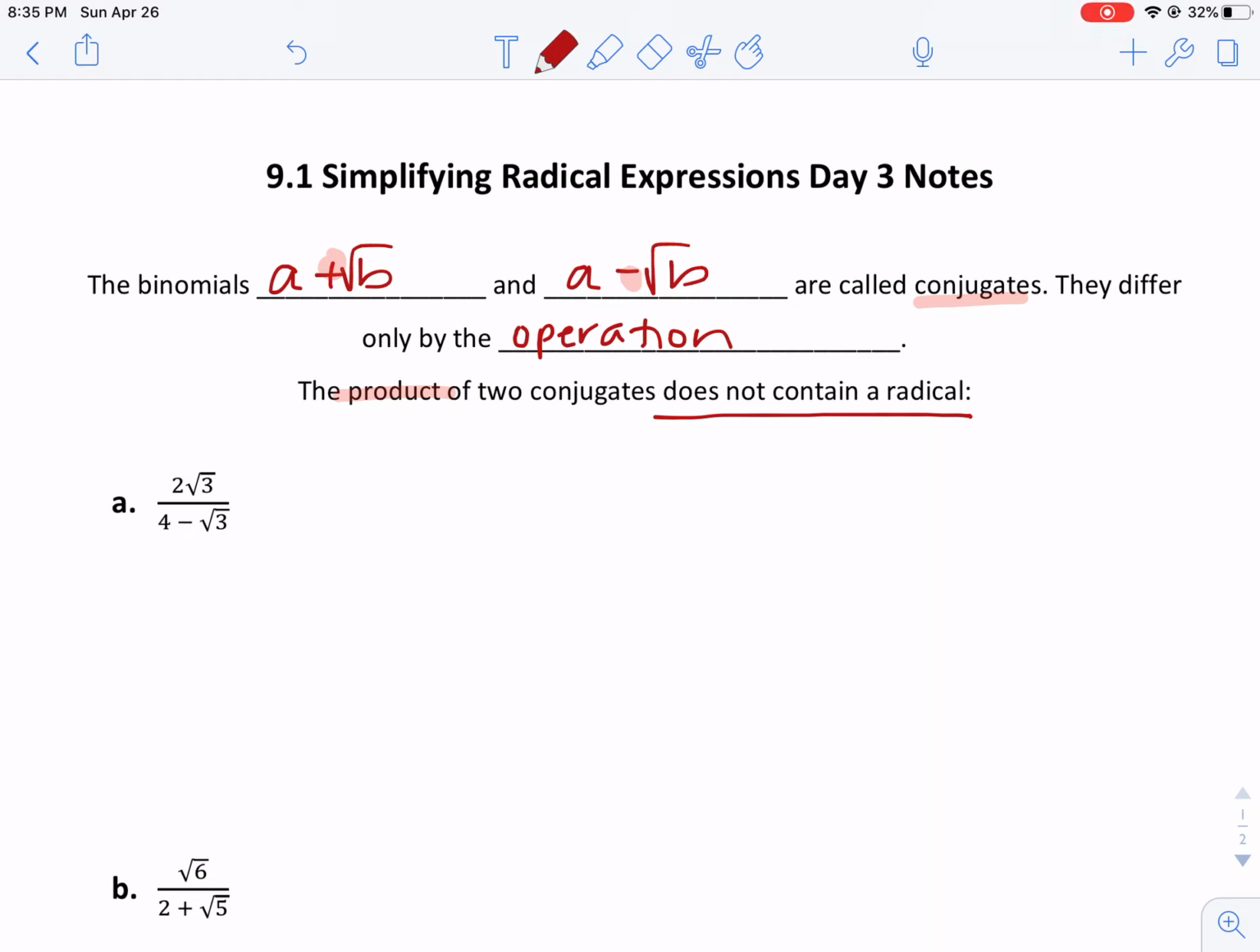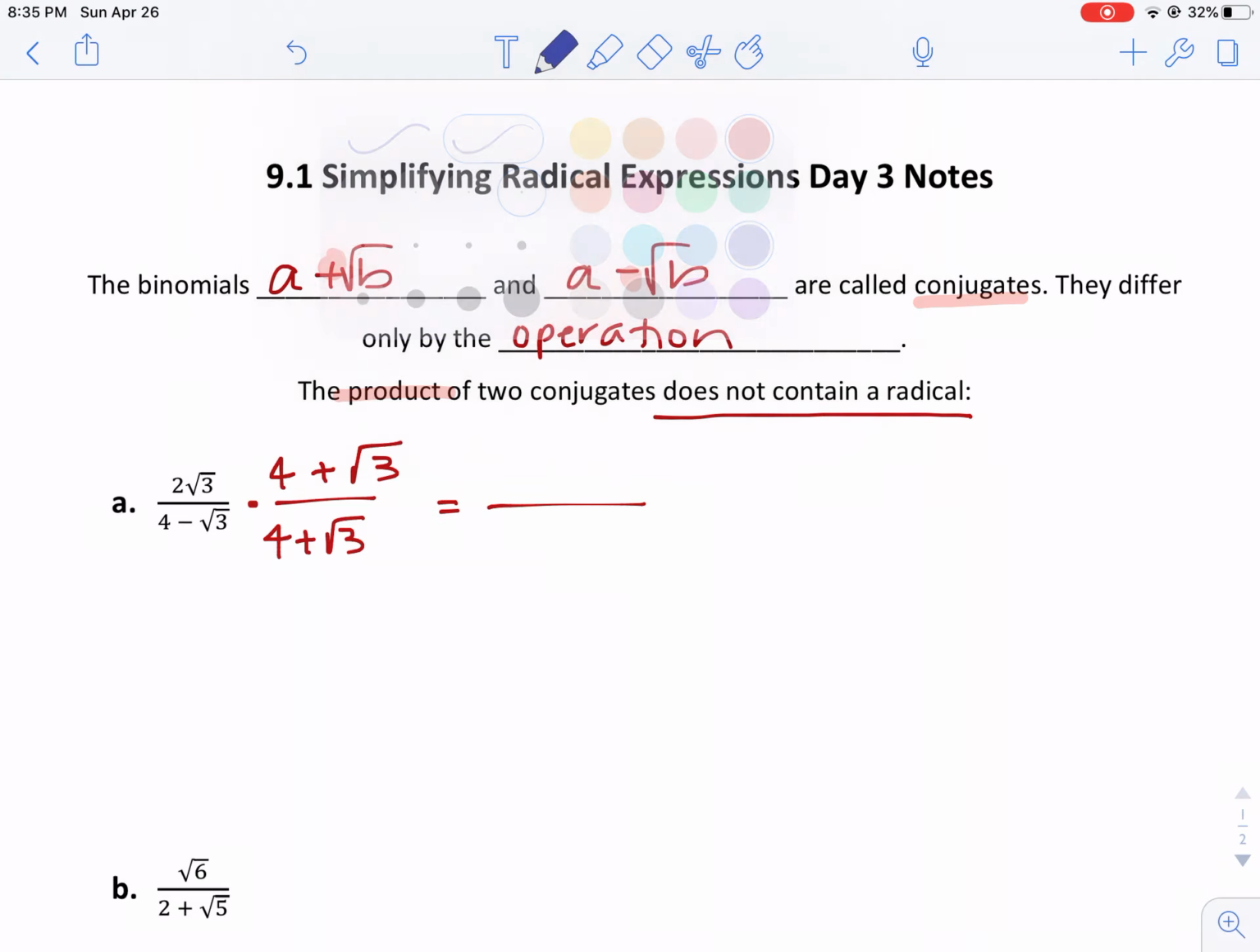So what we need to do is multiply by a form of 1 like we did in the last one, but this form of 1 is going to be a little bit more complicated, so it's going to be the conjugate of the denominator. So the denominator is 4 minus root 3, so we're going to multiply by 4 plus root 3 over 4 plus root 3. Okay, now this is going to allow us to have no radicals in the denominator once we multiply everything together.